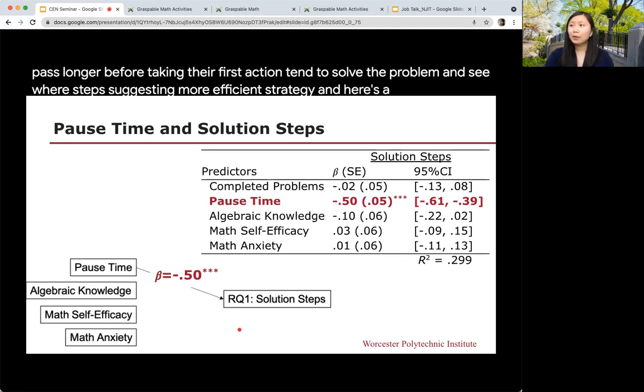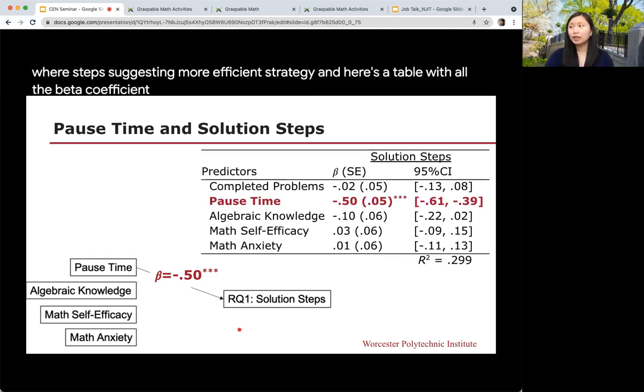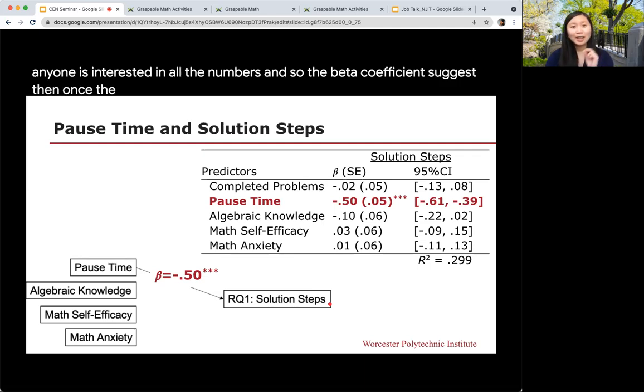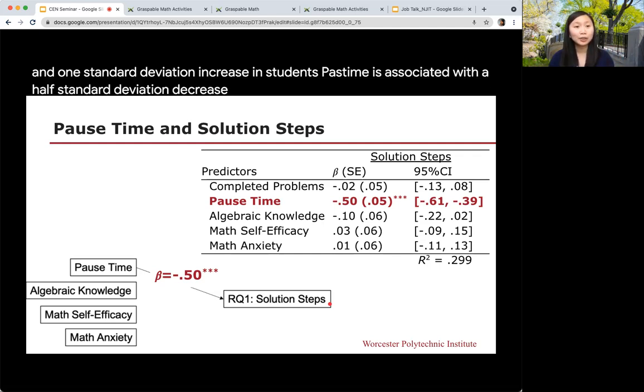And here's a table with all the beta coefficients, the 95% confidence intervals, and R-squares, in case anyone is interested in all the numbers. The beta coefficient suggests that one standard deviation increase in students' pause time is associated with a half standard deviation decrease in students' solution steps.